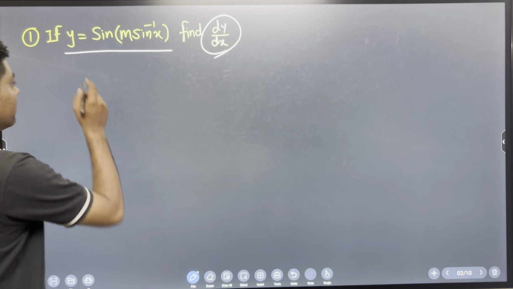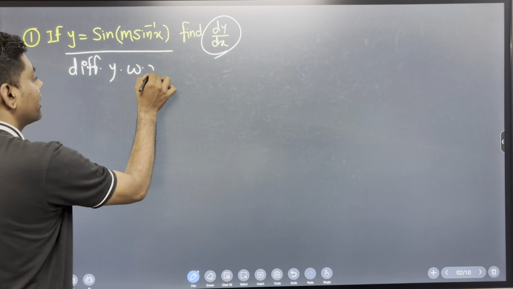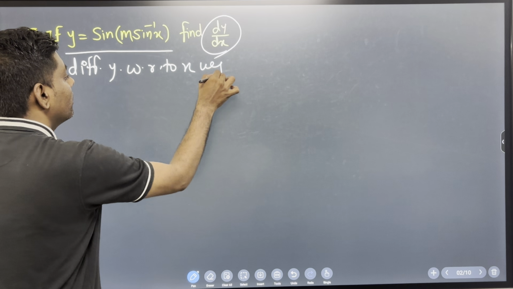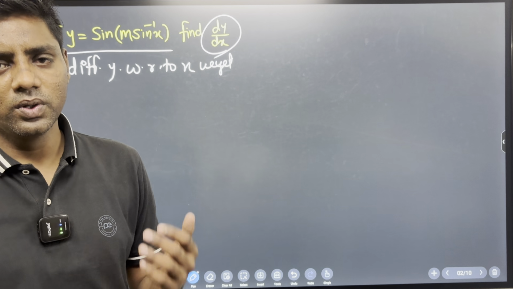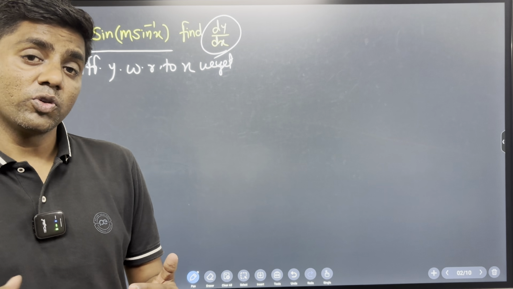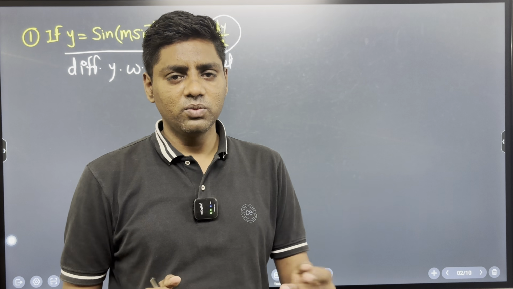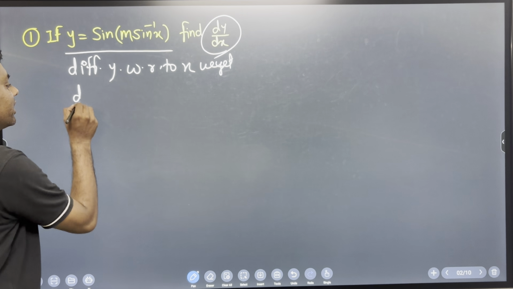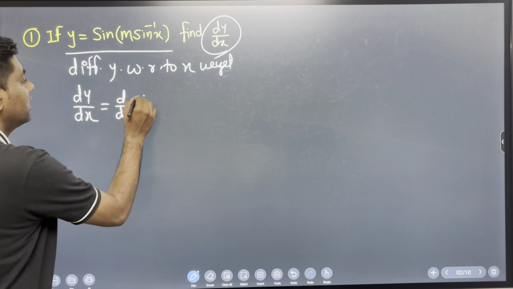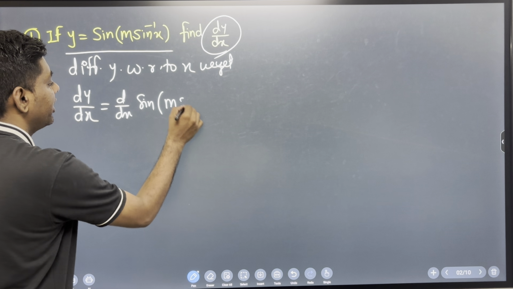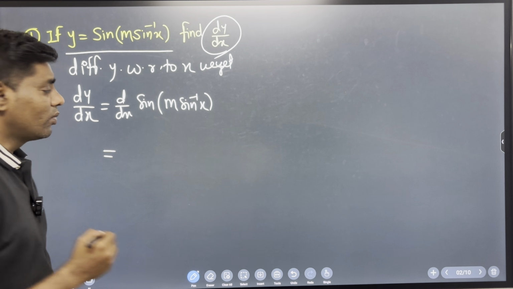First step, always remember: differentiating y with respect to x. After that, apply d by dx on both sides, and by using the formula we get the final answer. So that is dy by dx equal to d by dx of sine of the bracket m into sine inverse x. We know, what is the derivative of sine?